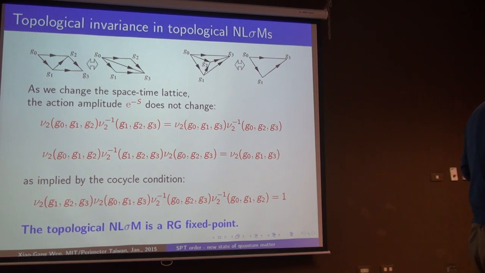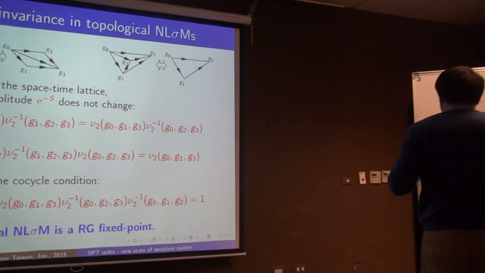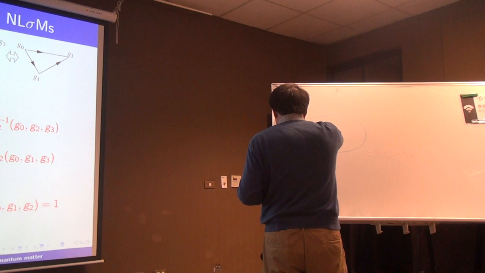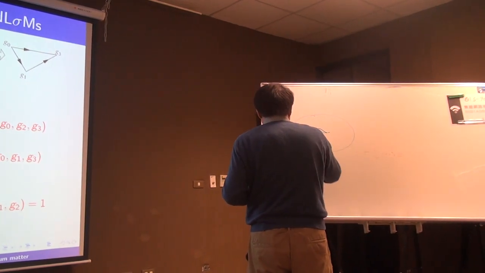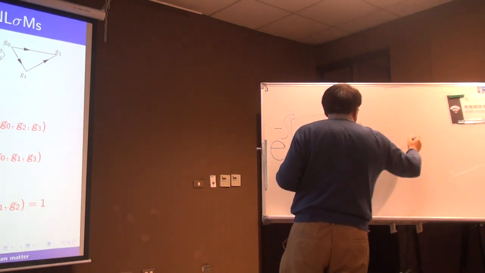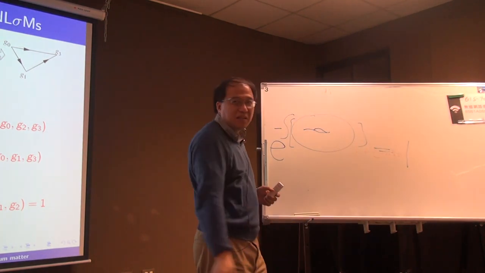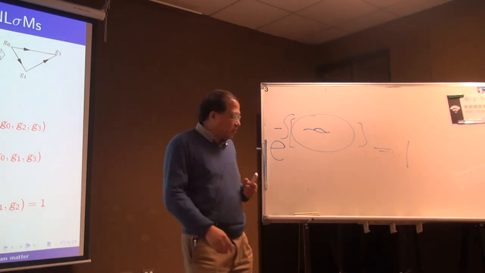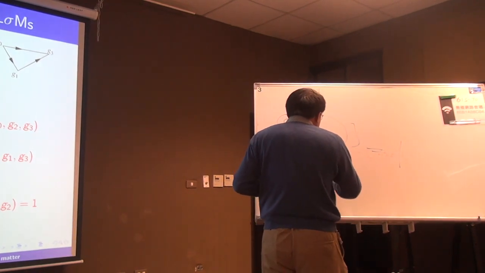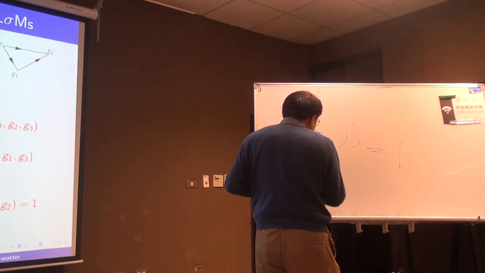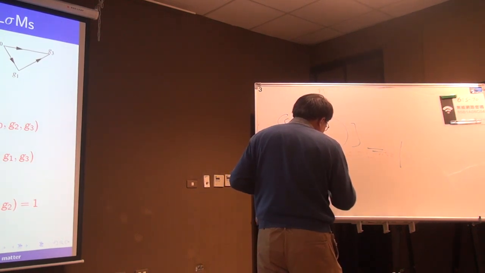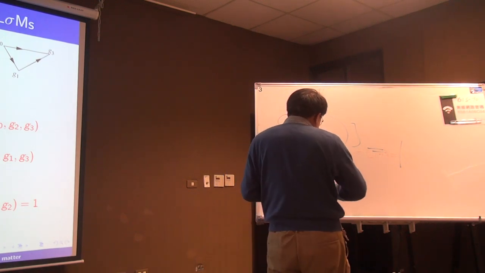Okay, but however, for this case, we can show that the partition function, maybe the action amplitude, maybe let me write it this way. The action amplitude for the torus actually is still equal to 1. Why? Because we can view the torus as a gluing of a 3-sphere. Okay, maybe let me draw it this way.